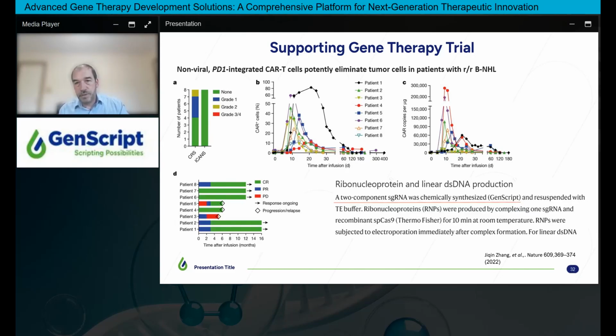And here is just one example of us supporting a client for their human clinical trial. We synthesized 2-component gRNA for their CAR-T therapy that integrates PD-1, and they were successful with their clinical trial, getting good results, treating the patients.